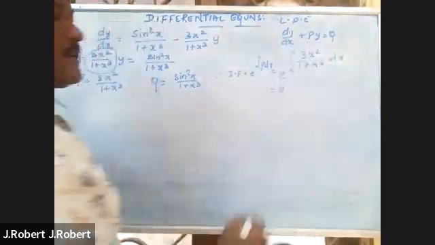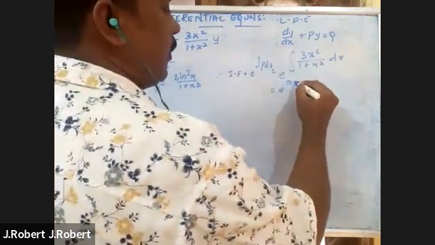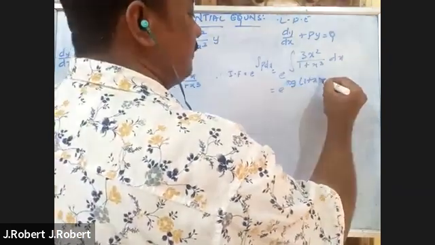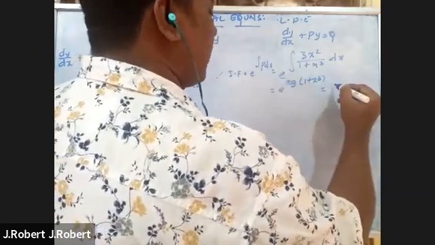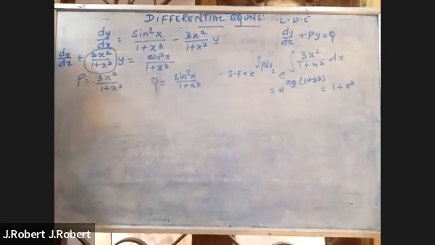Look, if you differentiate 1 plus x cube, you get 3x square. This is of the form integral f dash of x divided by f of x dx. Immediately I can say log f of x. Therefore I can write this as log of 1 plus x cube. Removing log and e, we get 1 plus x cube. Now I can say the integrating factor is 1 plus x cube.